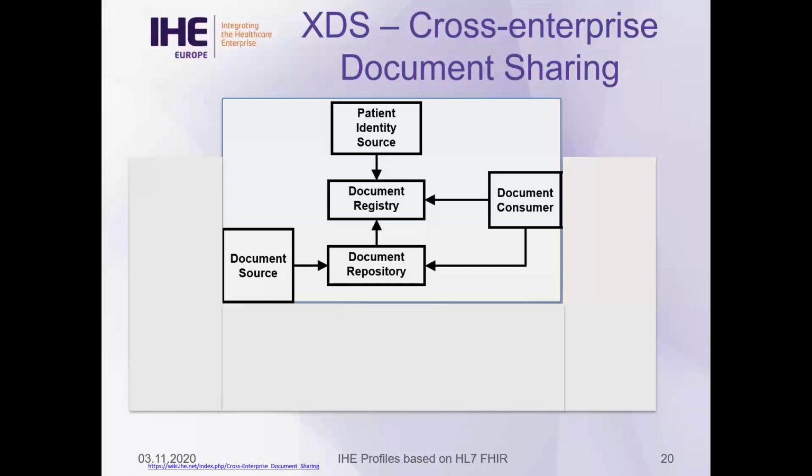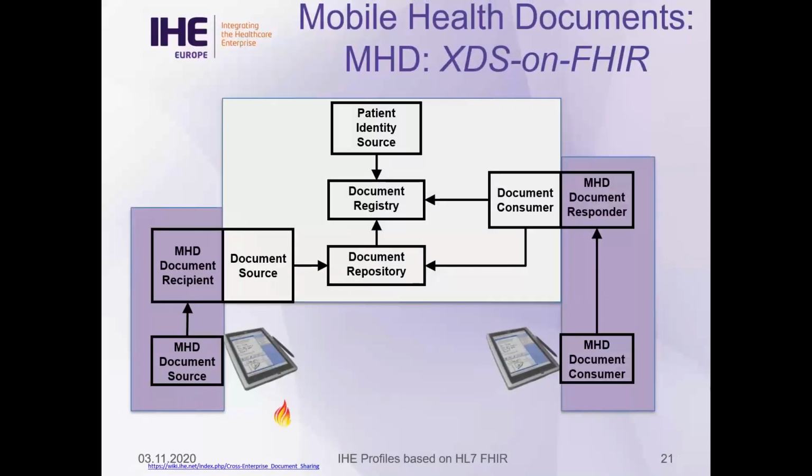So we see very large-scale deployment of the IHE document sharing. It's in use today, and we have many of those in Europe, in Switzerland, in Austria, and so forth. Now, having a FHIR-based interface to this has been a request from many, and this is where MHD comes into play. If you tether an MHD document recipient with a document source, the MHD document source sees the XDS environment with a FHIR interface and can submit and share documents in that sharing environment. Likewise, the MHD document consumer with a document responder grouped with the document consumer of XDS is able to query and peruse what's on the document registry and pull documents out of the document repository.